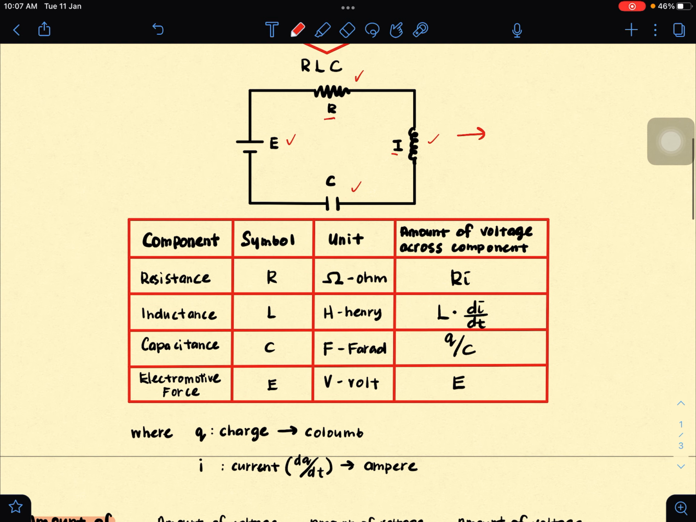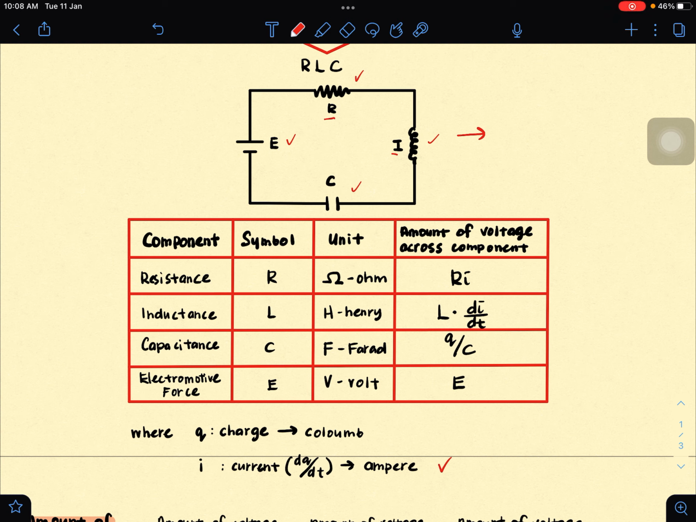For revision, we have gone through this before in our first order differential equation application. Okay, we have four components in our electric circuit. The first one is the resistor. Okay, so the symbol of the resistor will be R and the unit will be ohm. So the amount of voltage across the resistor can be written as R multiplied by I, where I is the current. Okay, and then we have the second component, which is the inductor.